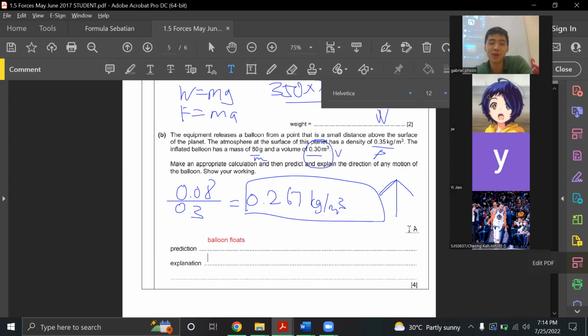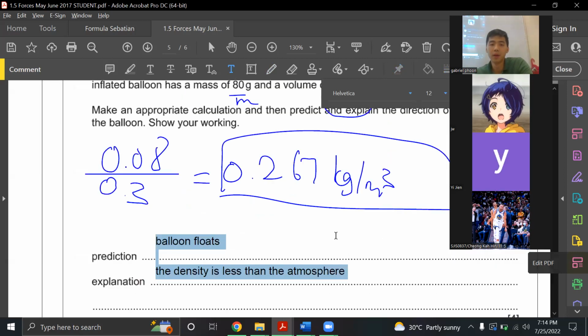And the explanation is because the density is less than the atmosphere. Okay, it's going to be this one. Congratulations, you have graduated from one chapter.